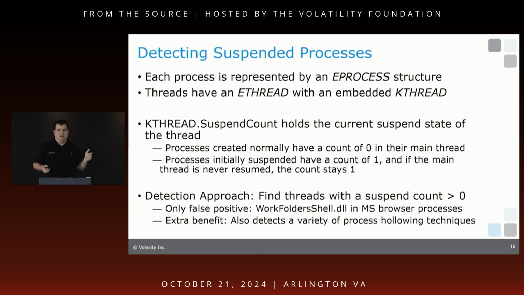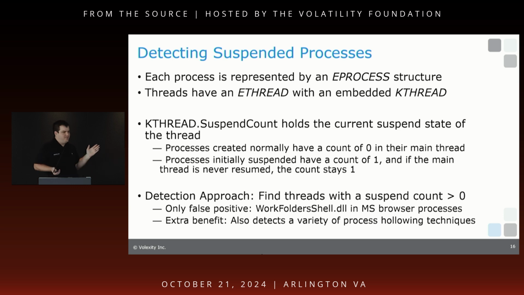So we wrote a plugin that enumerates every process, every thread, and if the thread suspend count is greater than 0, which is the default, we report it. We ran this over our 600-plus memory samples, and with the exception of a weird browser process that we figured out how to skip, the only processes reported were either EDR-bypassing malware or process hollowing techniques that we didn't know we could detect this way before.